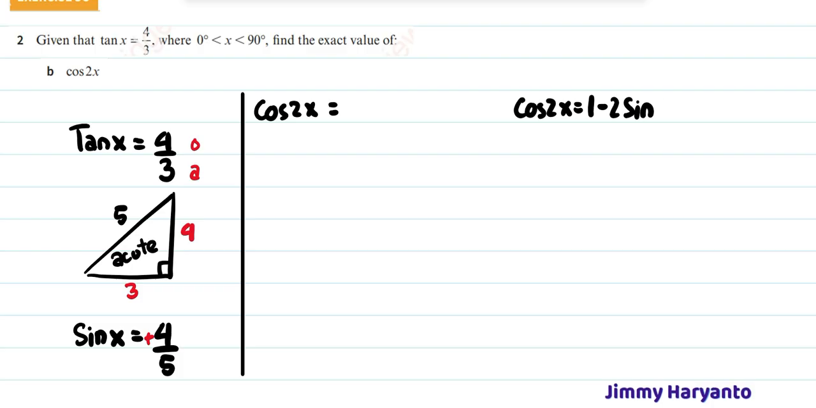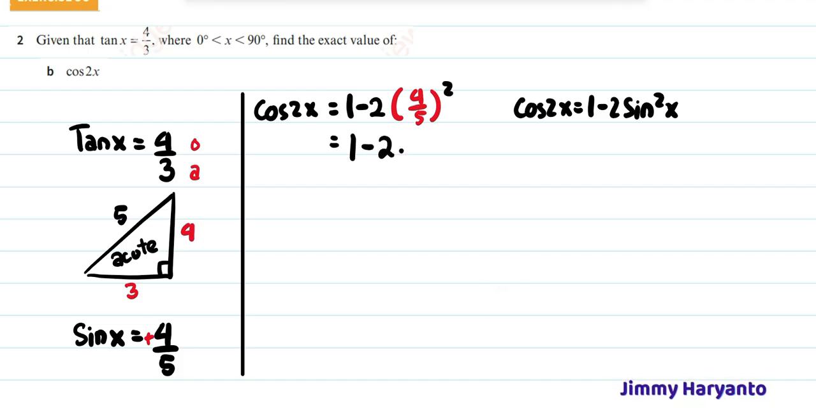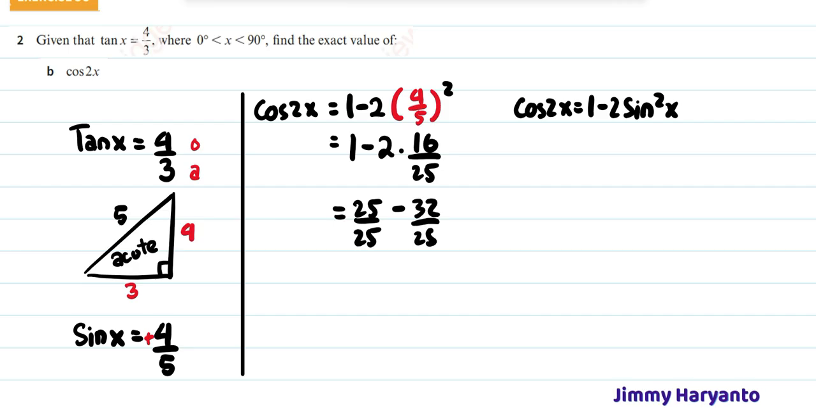So 1 minus 2 sine squared x, where sine x is 4 over 5. We already have the value of the sine before, and then you have to square it first. 1 minus 2 times 16 over 25. So make the denominator equal, minus 32 over 25. So the final answer is minus 7 over 25. There you go.